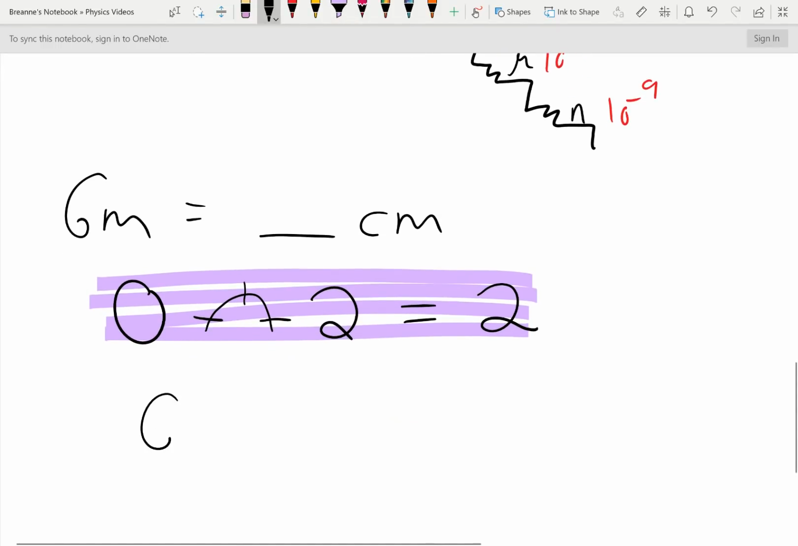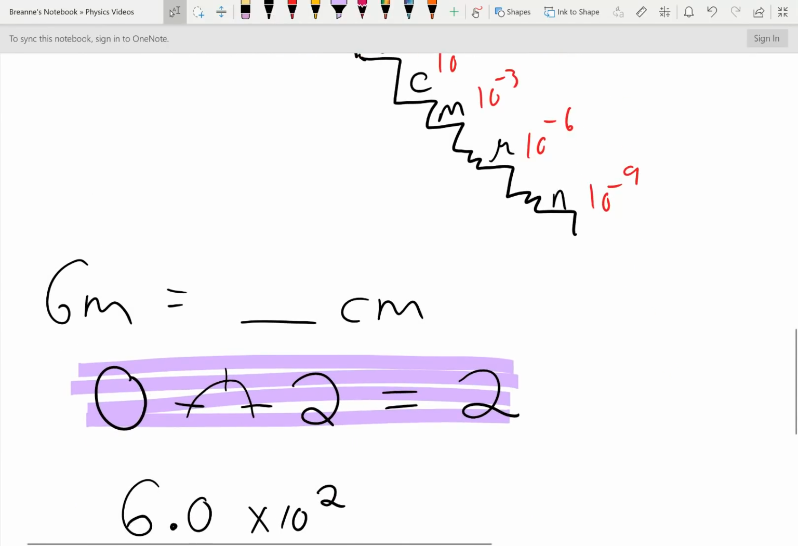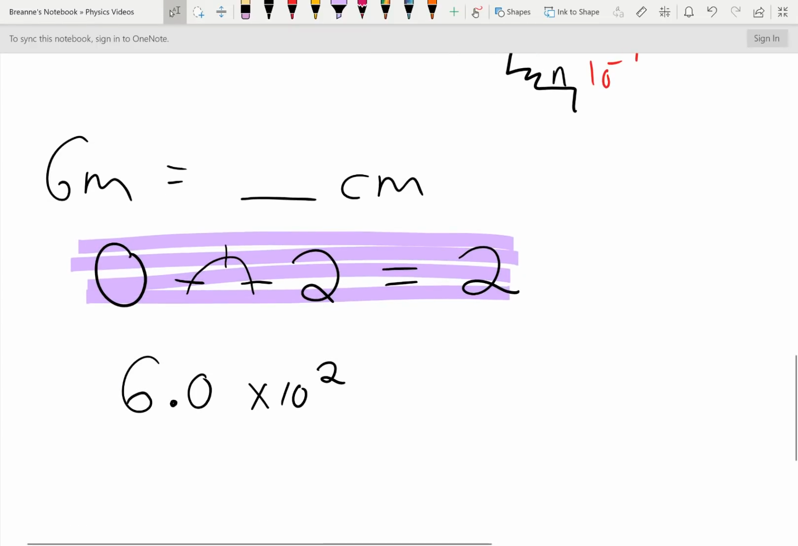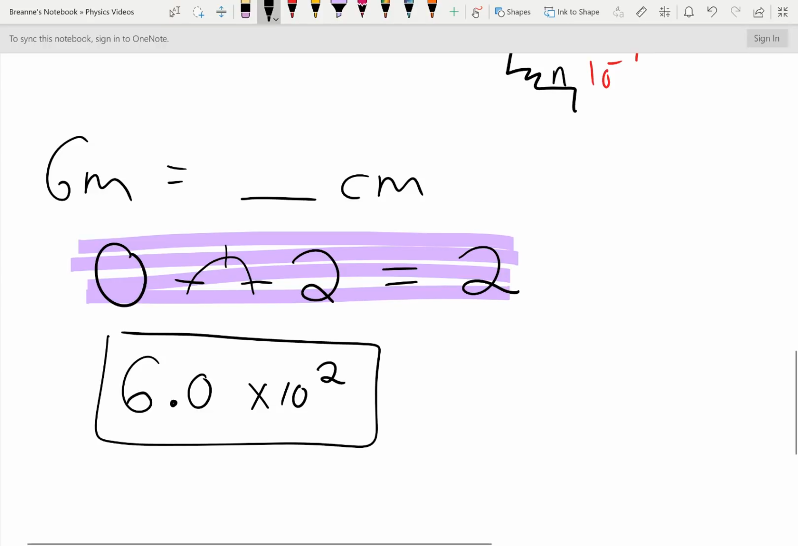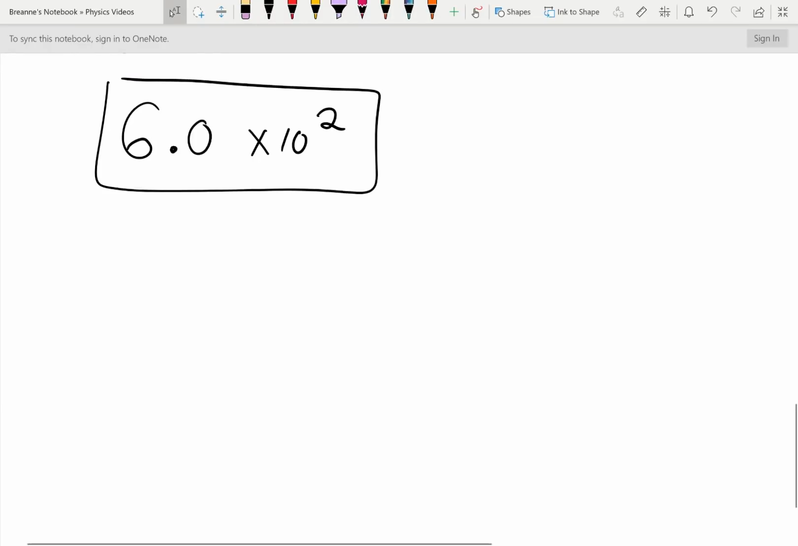So you take 6.0, because it's just times 10 to the 2. That's all you're doing. This becomes an exponent. So if you remember your numbers here, you can just subtract them, and there's your answer. And it's actually in scientific notation. So that really is our answer. So that's A. Let's jump down to C.